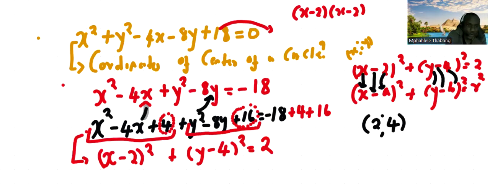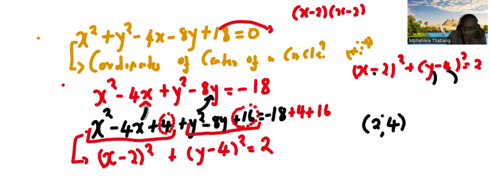Another way you could have done this, you could have said, let me equate the bracket to 0. You say x minus 2 equals 0. Therefore, x equals 2.